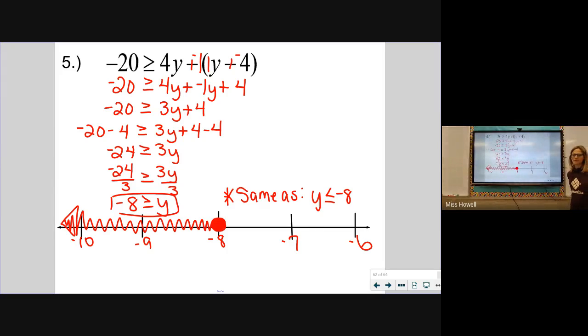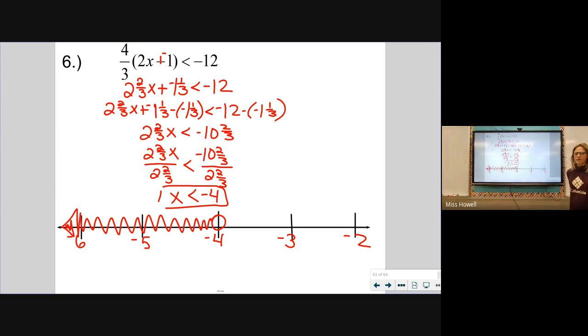All right, number 6. We should be starting with expanding using our distributive property to get 2 2/3 x minus 1 1/3. So from there, we're going to add 1 1/3 and divide both sides by 2 2/3, no flip, and we'll end up with x is every number less than -4, open circle, and shade to the left.